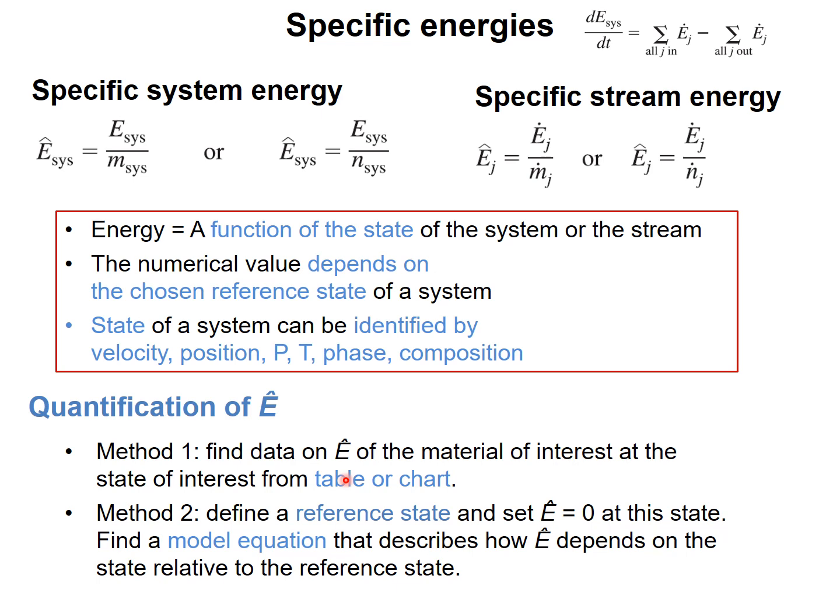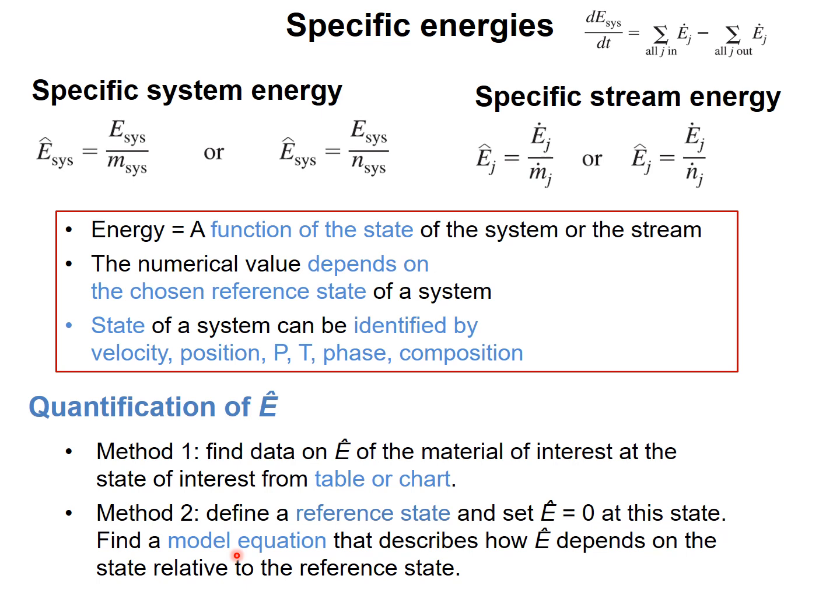But in many cases, you do not have the table or chart. Then what can I do for calculating the quantity of the caret E? Here's method 2. Define a reference state and set caret E equal to 0 at this state. This sentence is related to the second property of energy. And then find the model equation that describes how caret E depends on the state relative to the reference state. It means we should use the equation.